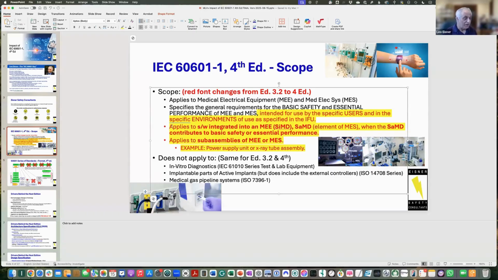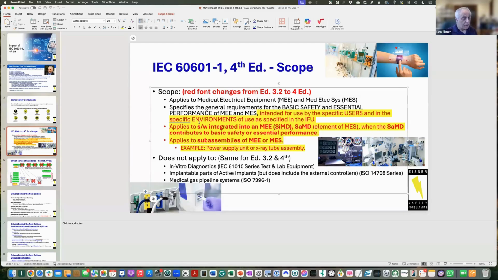So it applies to software integrated into medical electrical equipment: SIMD, a new term. And SAMD, which everyone's probably heard about by now, is software as a medical device. But a key point is it needs to contribute to the basic safety or essential performance of the device. Otherwise, it's not SAMD in the eyes of 601.